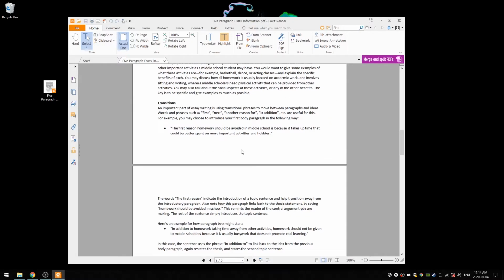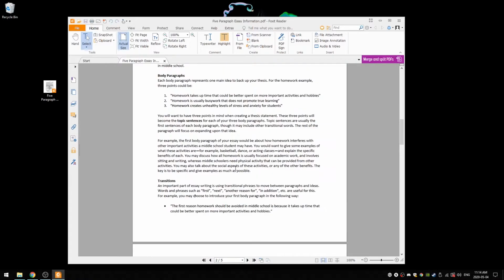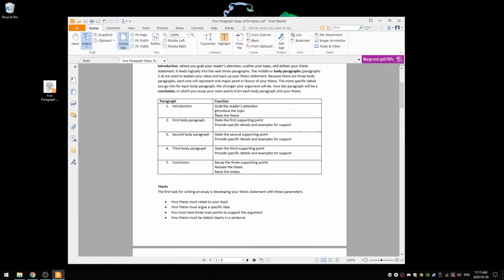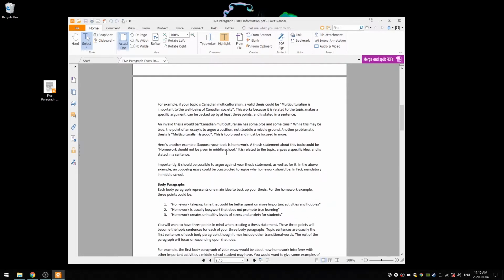One thing that's important about an essay is that you have to use transitions. A transition is a word or a phrase that moves from one idea to the next idea. The reason this is important in an essay is because you have to move from your introduction to your first body paragraph, etc., and you want the writing to feel connected as you're moving through your essay.